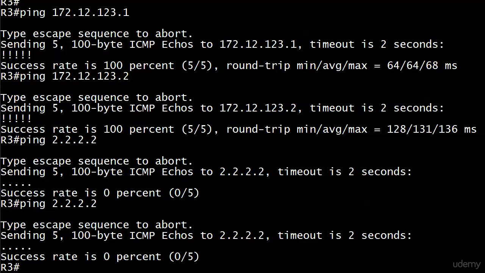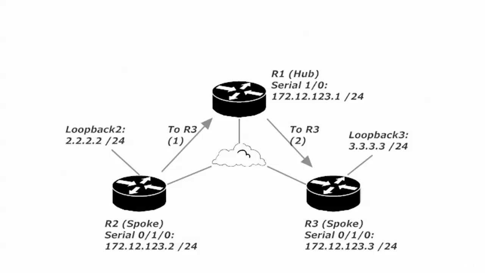So let me bring the diagram back up actually. Why could router 3 ping 172.12.123.2 on router 2, but could not ping 2.2.2.2 on the exact same router? And where exactly is the problem? It's easy to assume that the problem is always on the local router, and a lot of times it is, but it could be a problem on a downstream router.